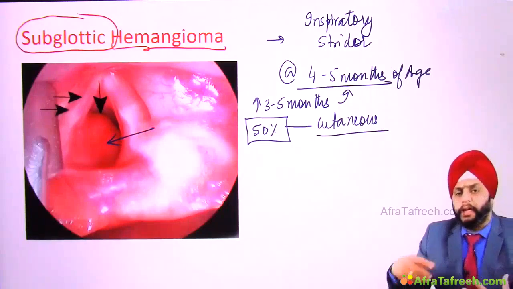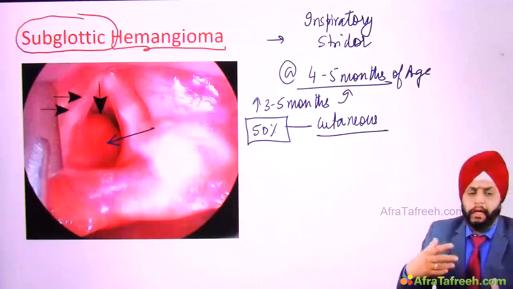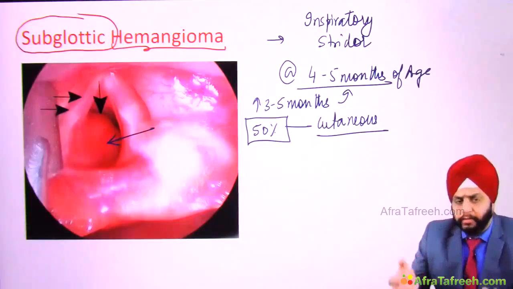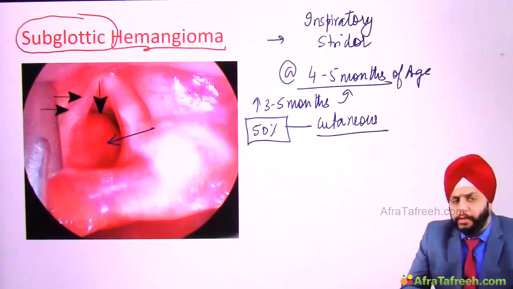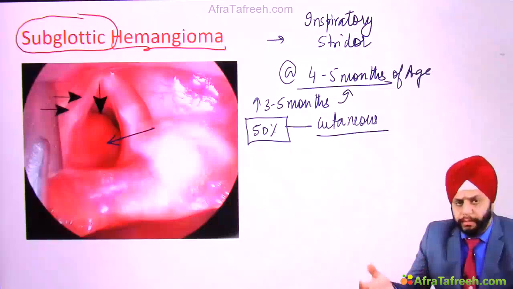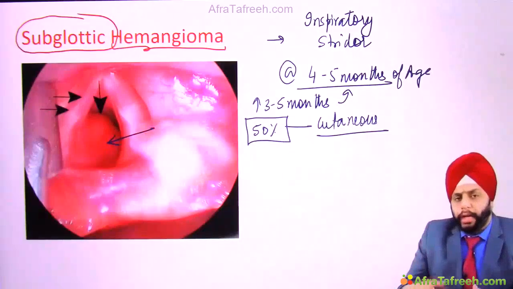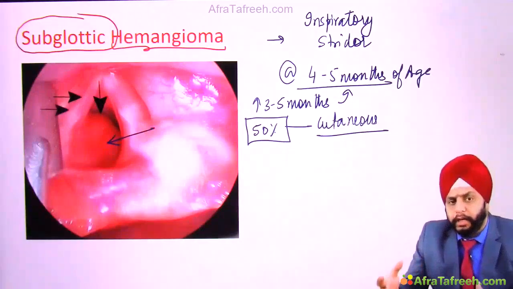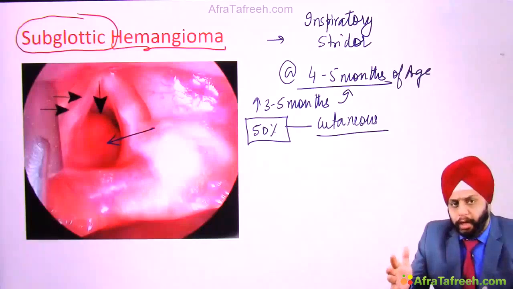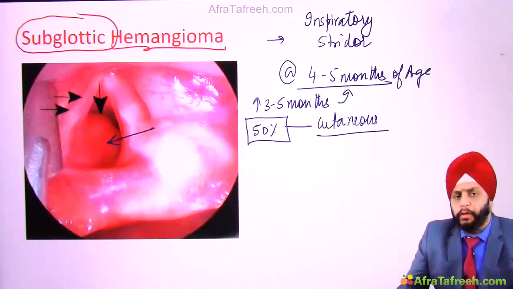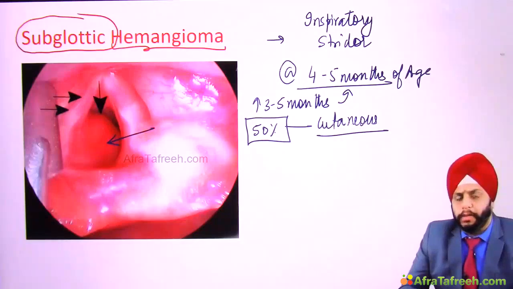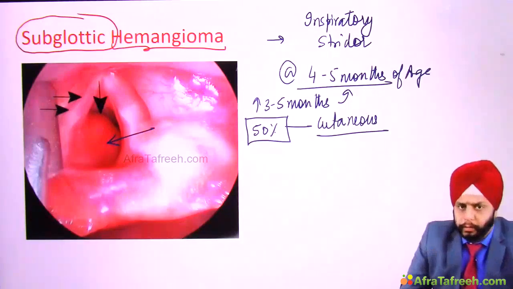So a child of 5 months of age comes to you with stridor, with inspiratory stridor. The child was all right at the time of birth. Now it suddenly develops stridor over the last few weeks. Okay, and you examine the child, you find a cutaneous hemangioma on the skin. So you have a diagnosis in your mind. You are thinking that there is a hemangioma on the skin. Probably there can be hemangioma in the subglottis as well, because 50% of subglottic hemangioma patients also have cutaneous hemangioma.